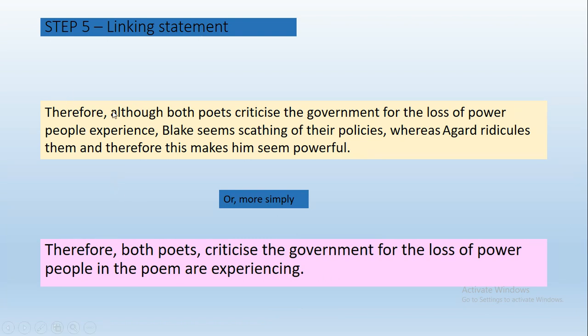And most of those sentences will always begin with therefore, because I'm summing up the point I've made. You could say something fancy like, therefore, both poets criticise the government for the loss of power people experience. Blake seems scathing of their policies, whereas Agar ridicules them, and therefore this makes him seem powerful. That should be a full stop, really. Lots of typos on this, sorry. Or, more simply, you could put, therefore, both poets criticise the government for the loss of power people in the poem are experiencing. Okay, so that's my summary sentence.